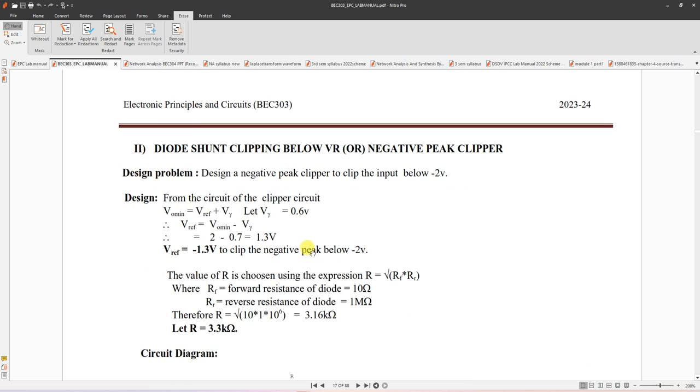Okay, so here V output is V reference plus this one. The cut-in voltage of a silicon diode is always 0.6 volts. So if I want to clip at 2 volts, then you have to give 2 minus 0.6 here, which is 1.4. This is gamma, 0.6 only, you have to consider here. Then it becomes 1.4. So let me simulate this.